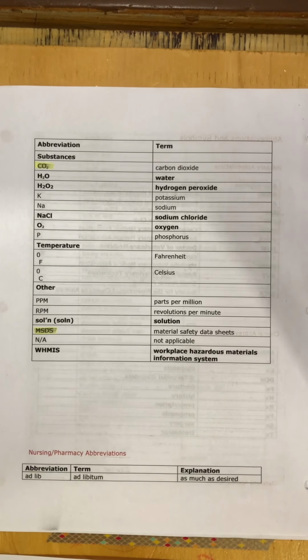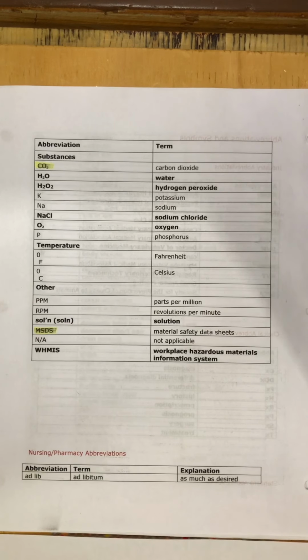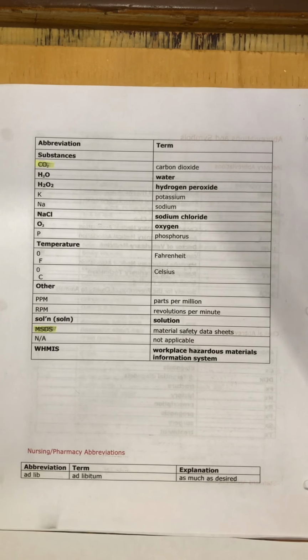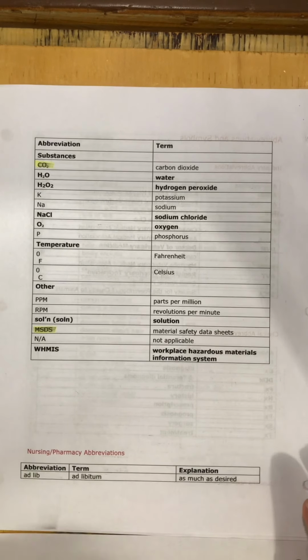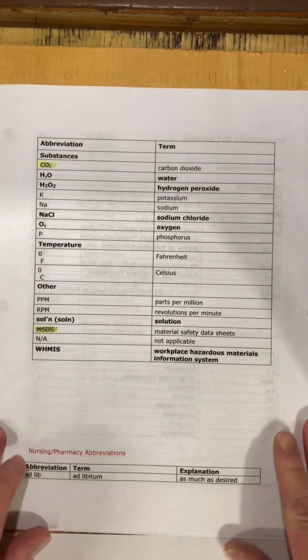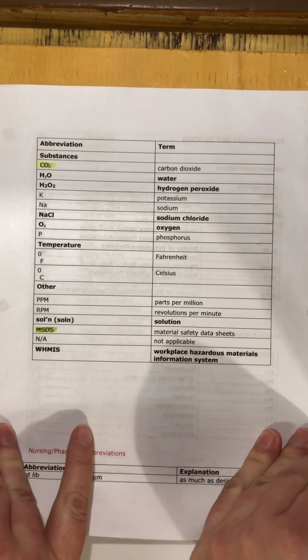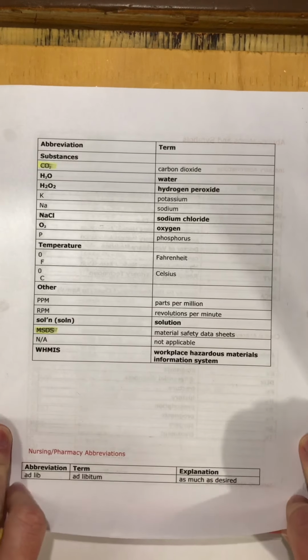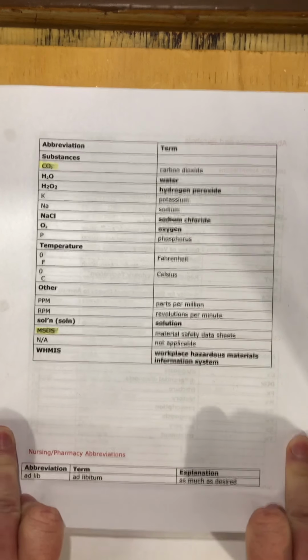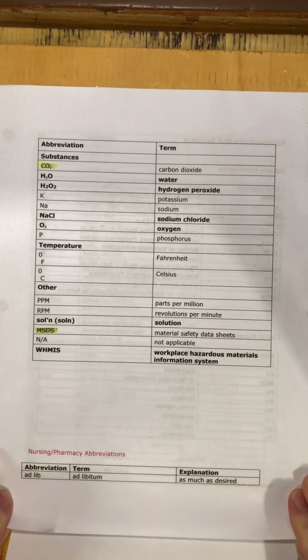Okay, so next we have our nursing and pharmacy abbreviations. These are things that we'll see when we talk about giving animals medication in clinic, or when we are prescribing medications. Again, we will get way more into these terms in our dispensing and nursing courses, but we will talk about them here as well to get you started on them.